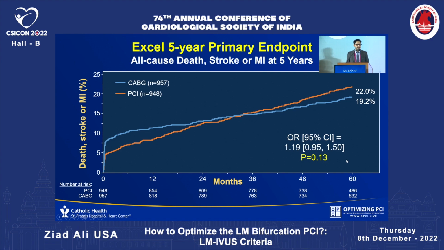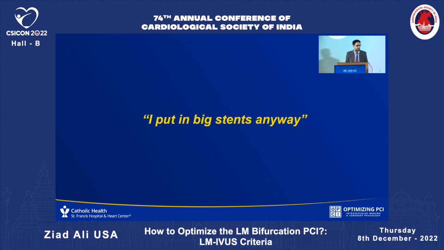You can see the 5-year endpoints for EXCEL, which are hard endpoints: death, stroke, or myocardial infarction. About 1 in 6 patients actually has an endpoint. I'm not sure we consent patients for left main PCI by saying 1 in 6 of you is going to be dead, have a stroke, or have a heart attack, but the stakes are very high. But I put in big stents anyway, so what does it matter?